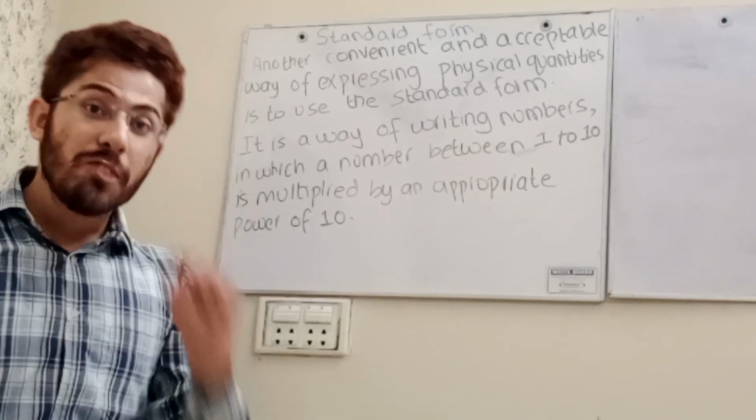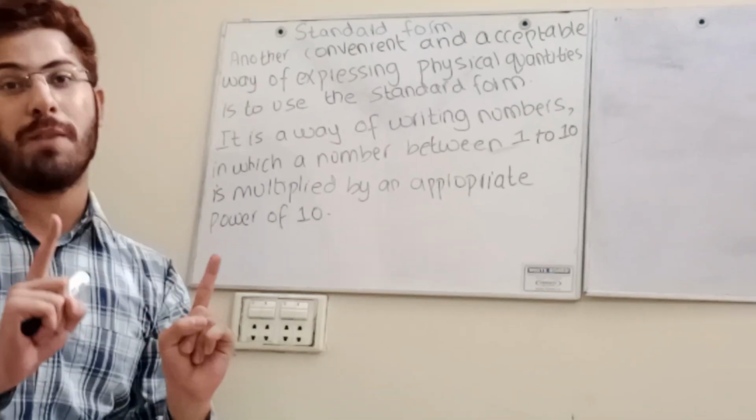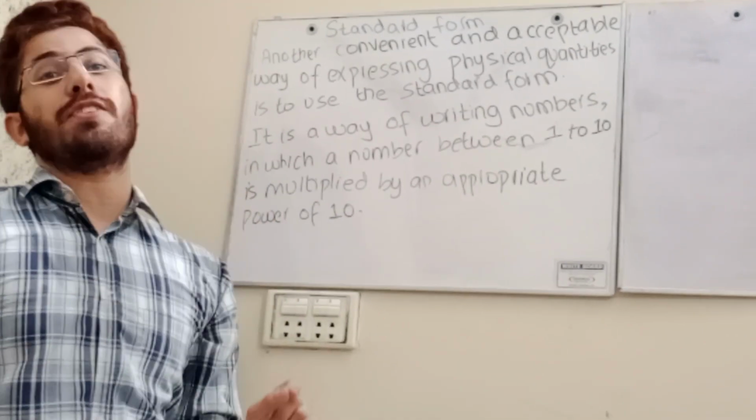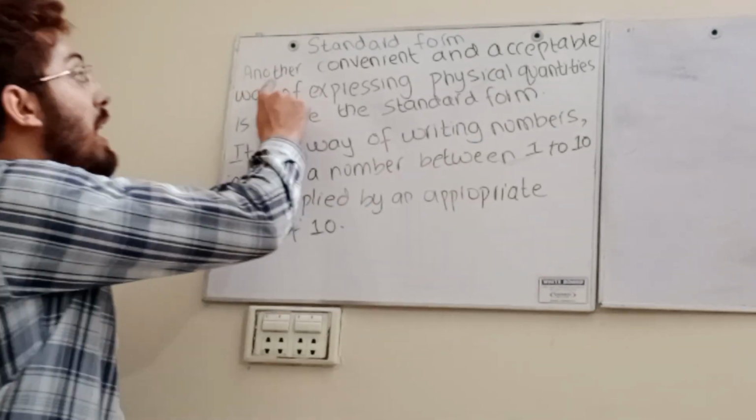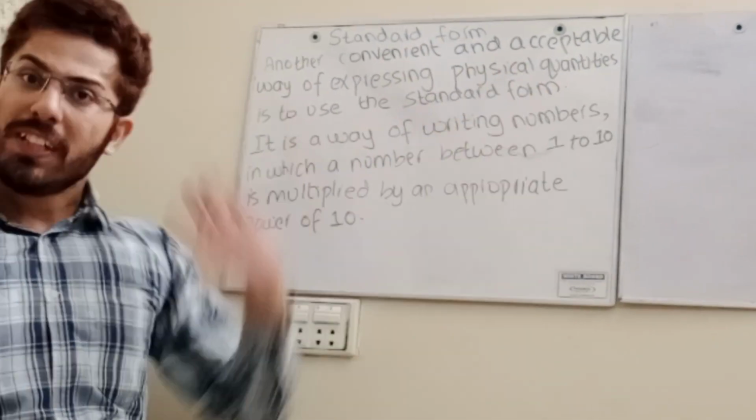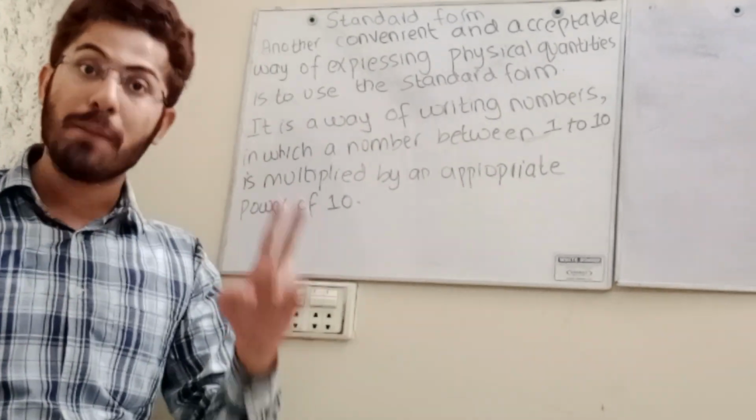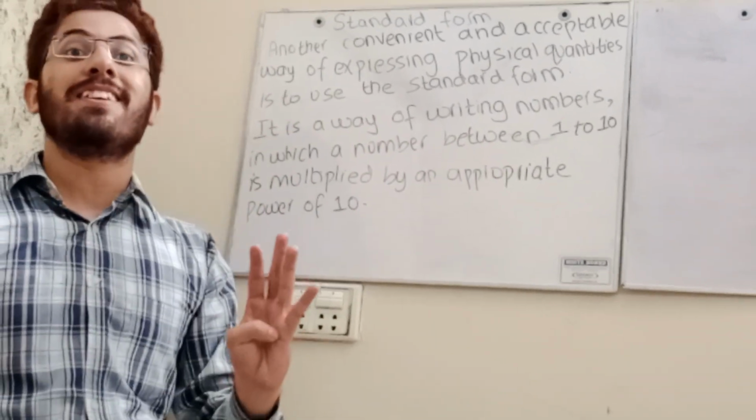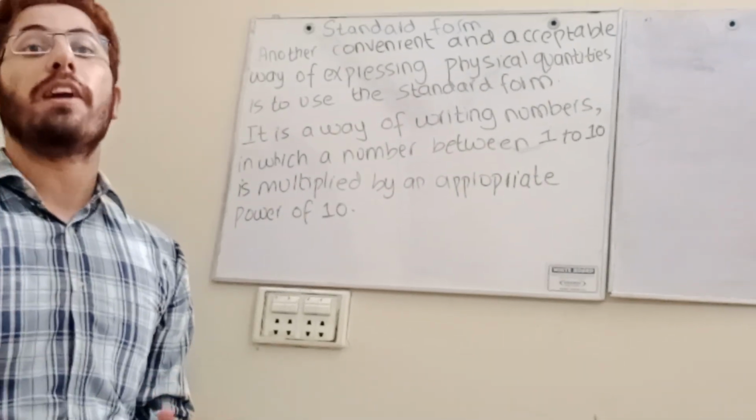mostly students will not get an A star or even an A just because of not converting into standard form. Students, always remember, this is an important point from the Cambridge point of view. You have to follow their marking scheme. Another convenient or acceptable way of expressing a physical quantity, I told you 7 physical quantities: length, time, mass, luminous intensity, electric current, amount of substance.